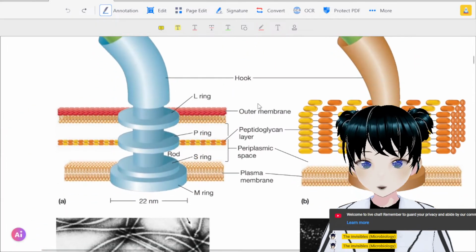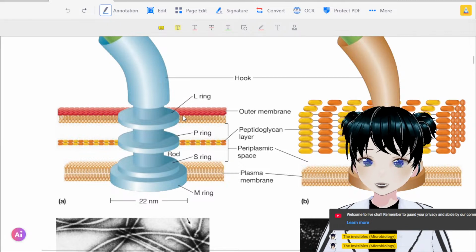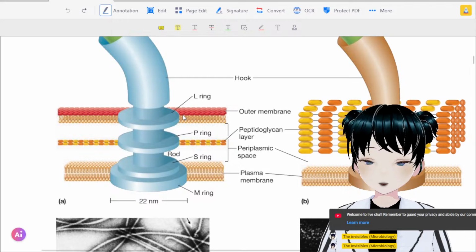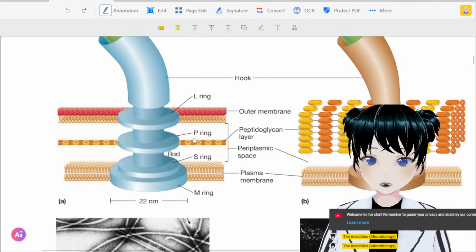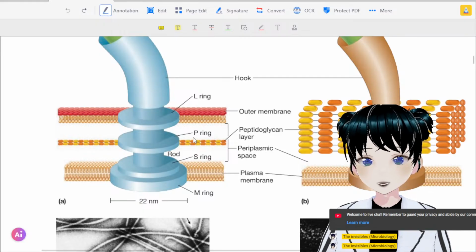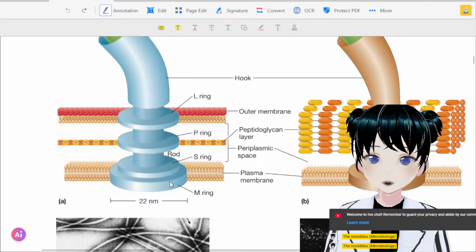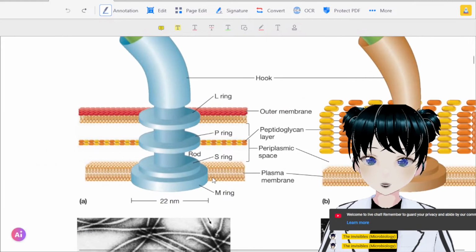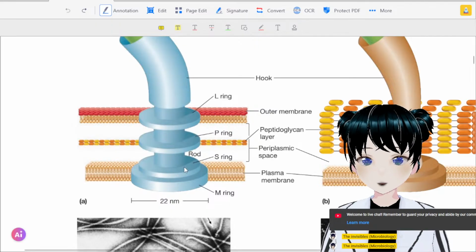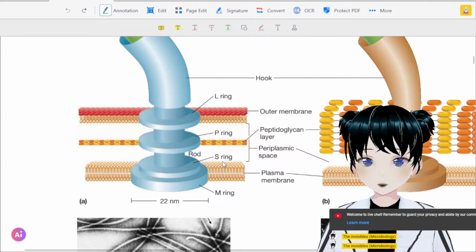Now you will be thinking about the L ring. As you can see, it is embedded in the outer membrane, the lipid outer membrane in the gram-negative. So it is the L ring. The P ring is the middle ring and it is in the peptidoglycan layer, while the S ring is in the weight, I think. The S ring and M ring are both embedded into the plasma membrane. And of course this is the rod, as you can see.